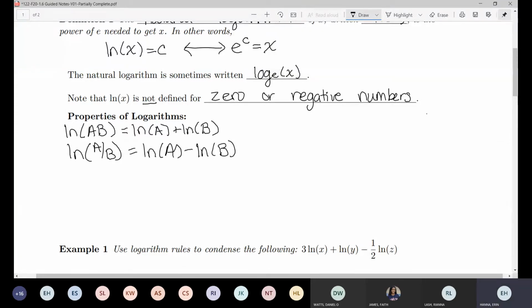If you have the natural log of something to a power, you can bring the power out. This is the reason why we're learning about these, because that's going to allow us to bring powers out to be able to solve for them. These three are kind of the meat and potatoes.